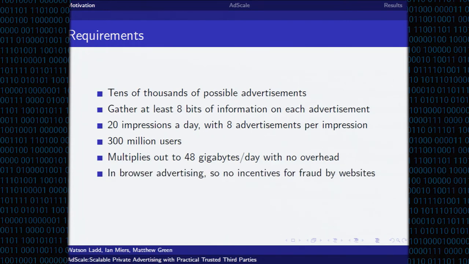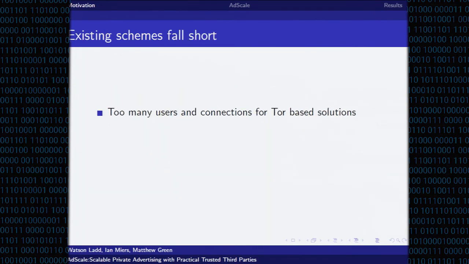This was for in-browser advertising, so there's no incentive for fraud by websites. We don't need to worry about fraud protection that much. We can trust our clients, well, somewhat. We also need exact billing data. We thought about various solutions based on statistical sampling, but they were not things that the people who knew about advertising were excited about.